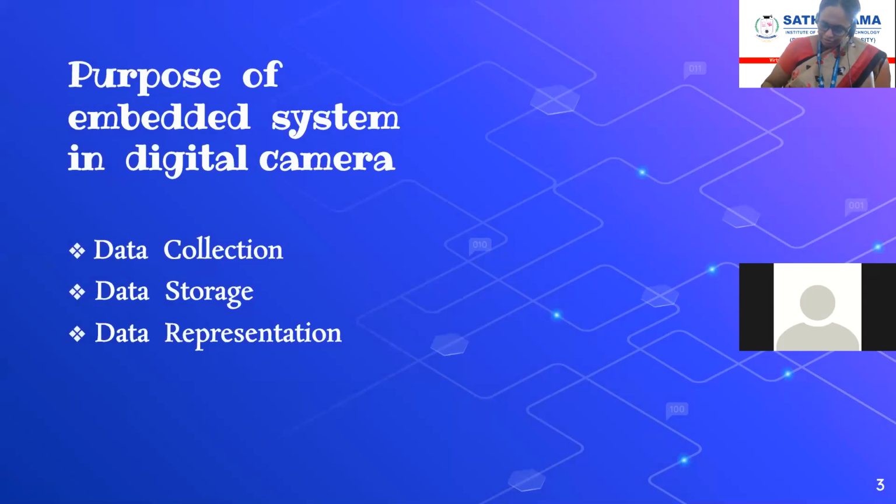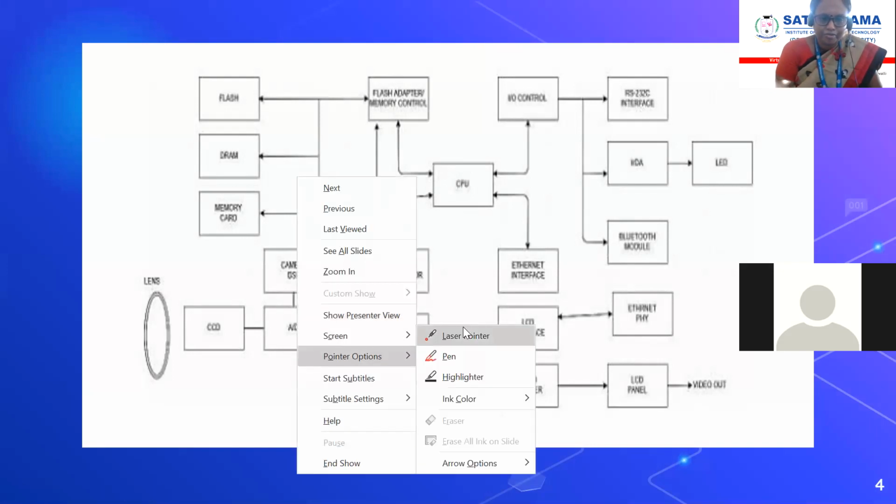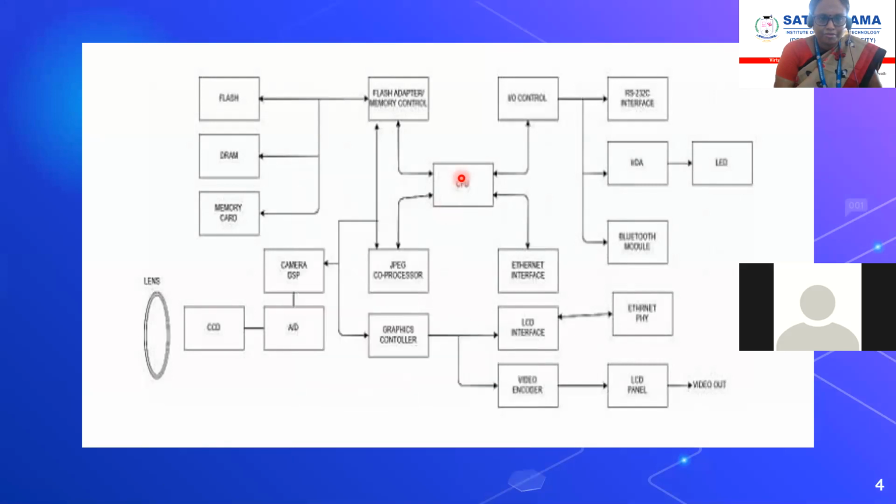Ma'am, next slide. Why do we want an embedded system in a digital camera? First thing is data collection, data storage, data representation. Working of the camera: first of all, the CPU is the main processor. It's also connected with various other processors. It has three tasks: data collection, data storage, data representation.